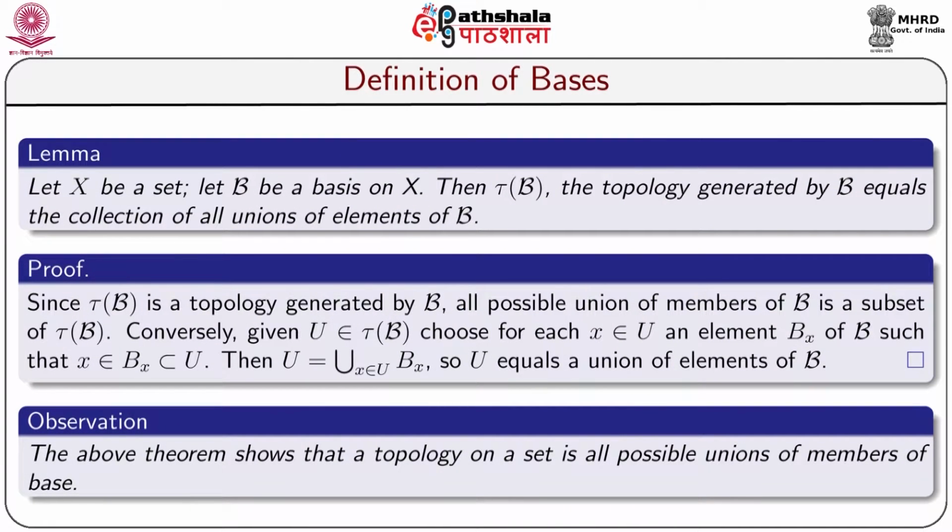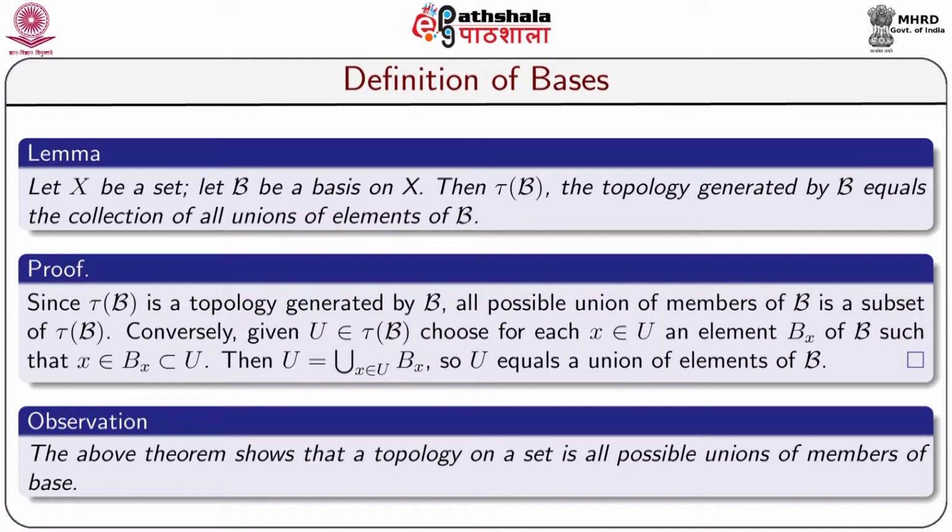Next, let us come to the following lemma. Let X be a set and script B be a basis on X. Then tau B, the topology generated by B, equals the collection of all unions of elements of B. That means tau B is the collection of all possible unions of members of script B.